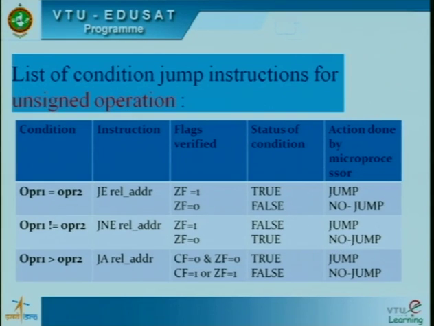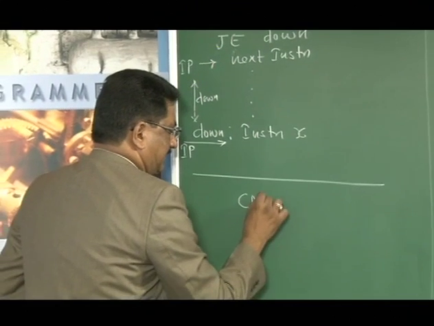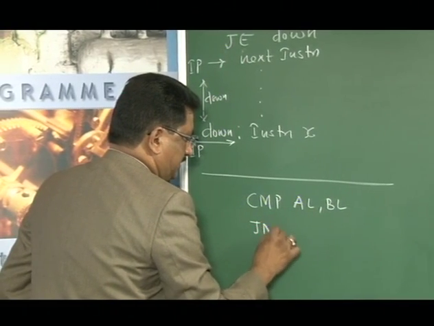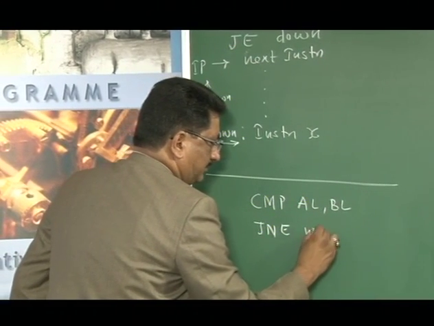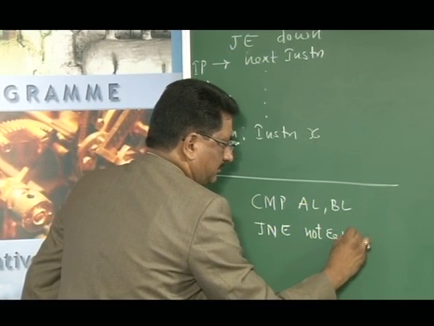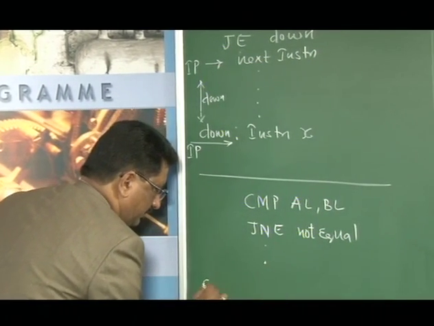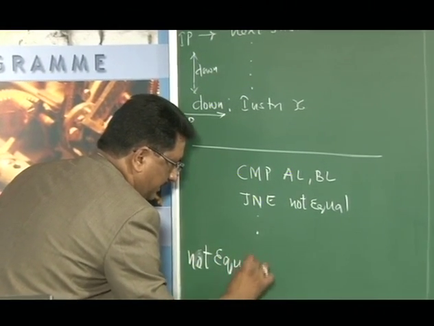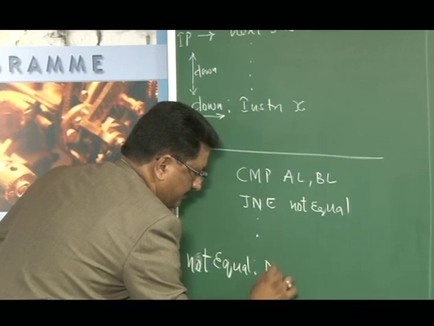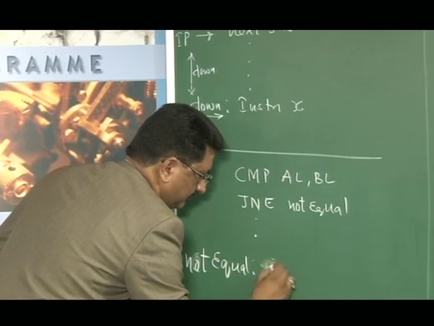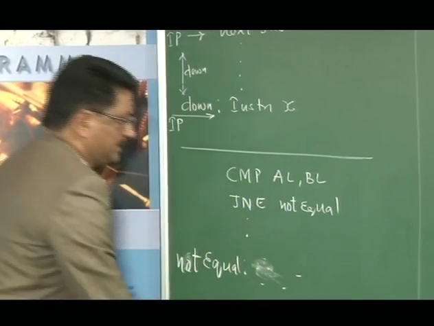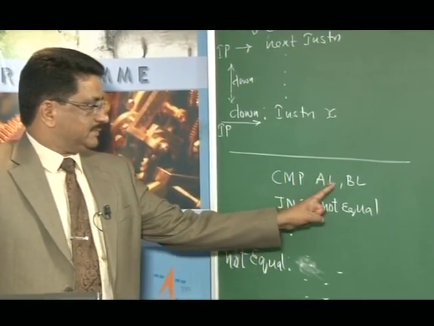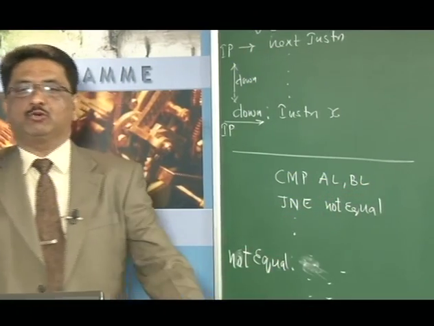It is something like this. I want to check the inequality, so I will again say compare AL comma BL. If they are not equal, jump if not equal to, and I just use a label not equal. So here I have a label not equal where I will display something. So here what will happen is, if the condition is true, that is the 0 flag is not set, then I'll go to not equal.